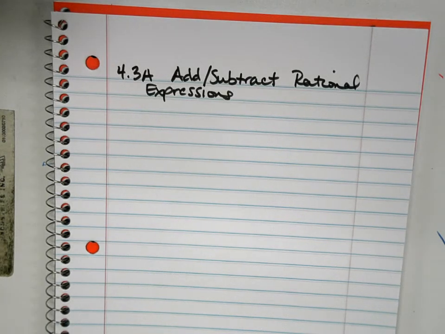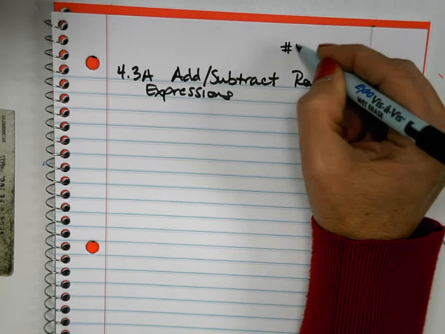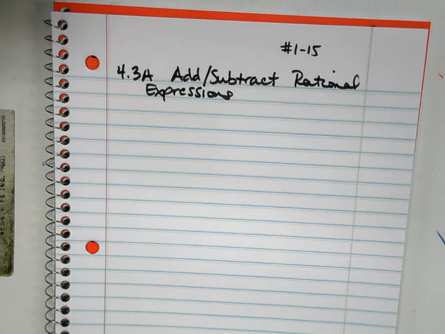Today we're doing 4.3a. We're going to add and subtract rational expressions, and I want you to also write in here that you're doing 1 to 15 on the worksheet for this portion of it. Okay? Don't need to do beyond that. Tonight we'll do the rest on Tuesday.